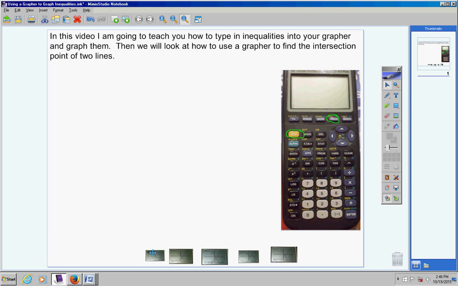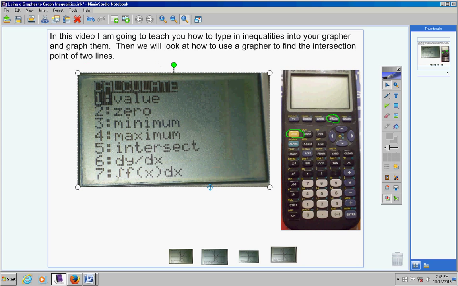When you do, every calculator is a little different. For mine, this pops up. And it's asking me, what do I want to calculate? Well, obviously, I want to calculate where the two lines are what? Intersecting right here. Intersect number 5. So you can push the number 5, or you can scroll down until you get to number 5 and then push enter. Okay? When you do that, this will pop up on your screen.